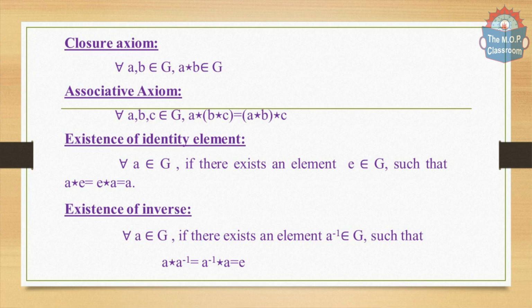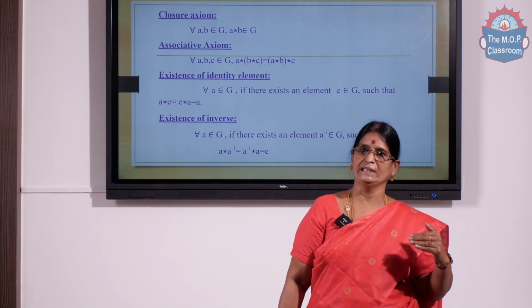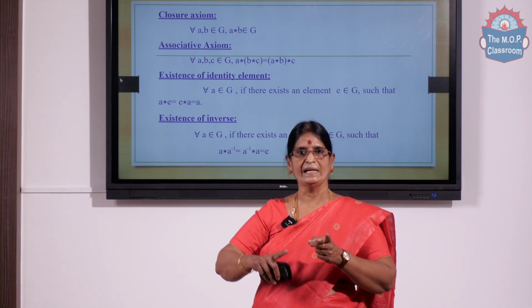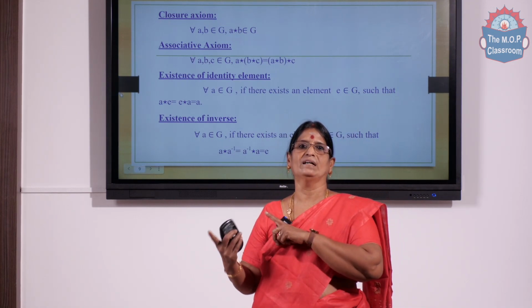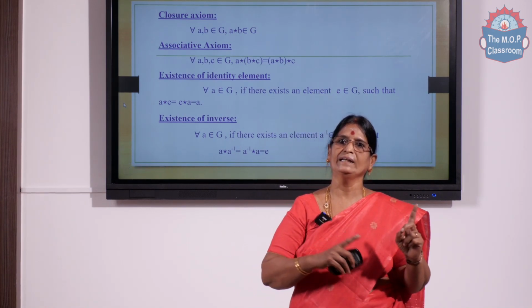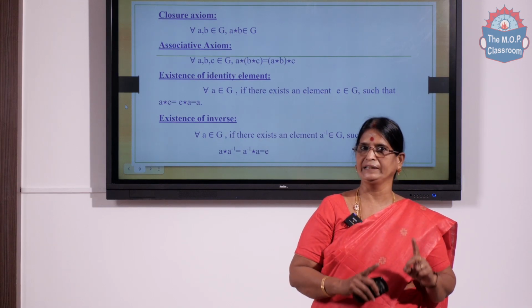The next is the associative law. The associative law is, for every three elements a, b, c from G: first I will apply the binary operation on b star c, then I will find a star (b star c). On the other side, I will apply the binary operation on a and b first, then I will operate it on c. So both sides must be equal. Then we can conclude that the non-empty set G satisfies the associative property.